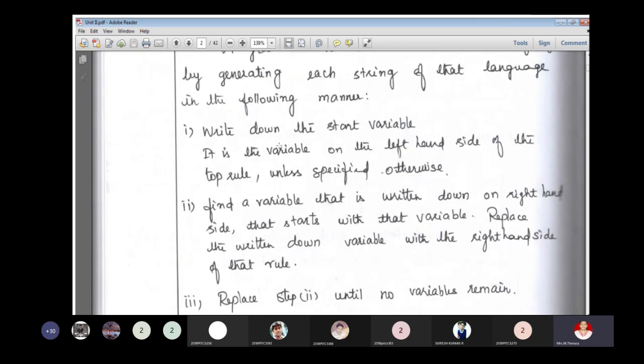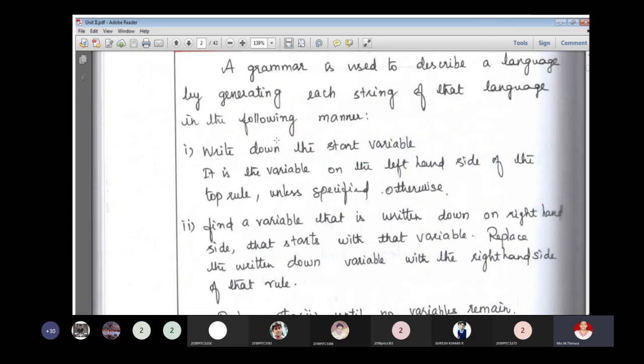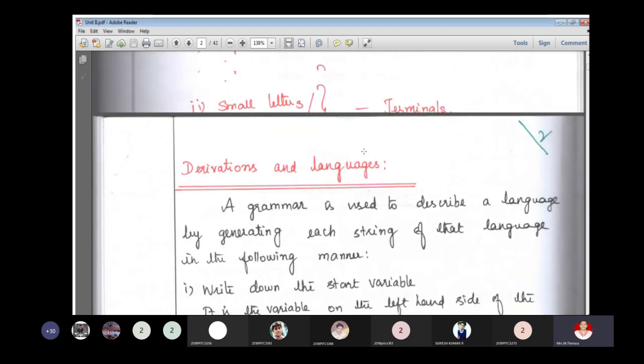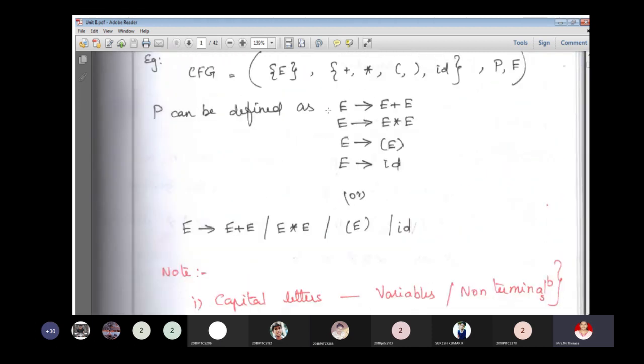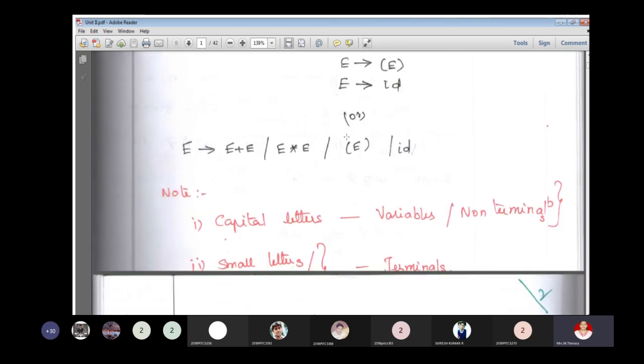Okay, so we can derive a string from the given grammar. Always you have to start with a variable, the start variable. The start variable is the variable on the left-hand side of the top rule unless specified otherwise. Always we have to consider the top rule's left-hand side variable as the start symbol. Here you have only one variable, so no issues. You can take E as the start variable.